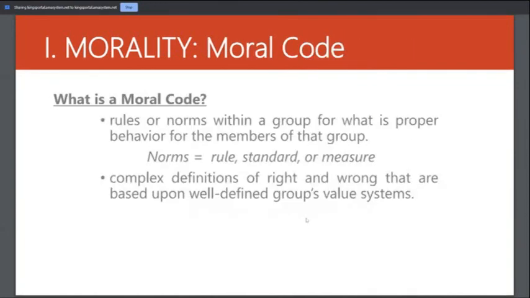And then, what is moral code? Let us define that. When we talk about moral code, we are also talking about the rules or norms within a group of people for what is proper behavior for the members of that group. Norms is equivalent to rule, standard, or measure. Complex definitions of right and wrong that are based upon well defined, take note of that, well defined groups' value systems. So that's basically moral code.